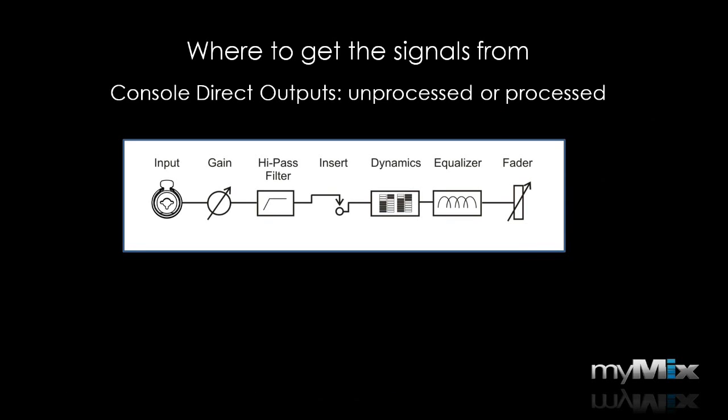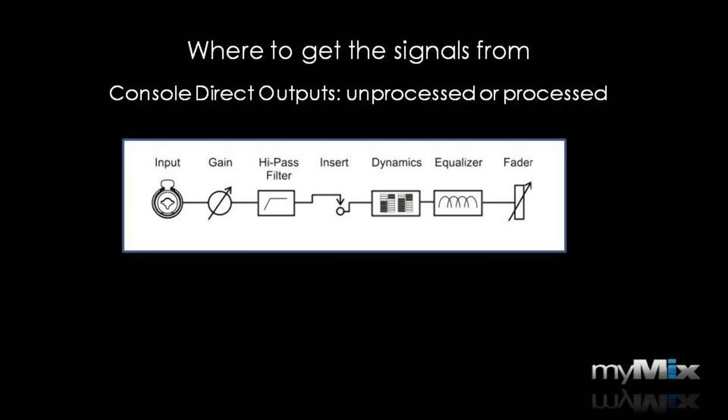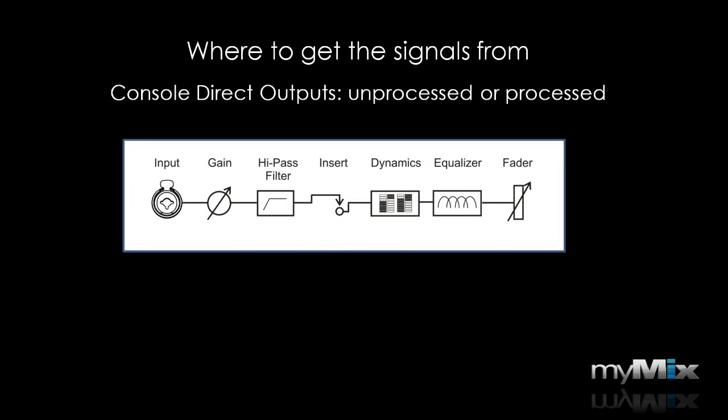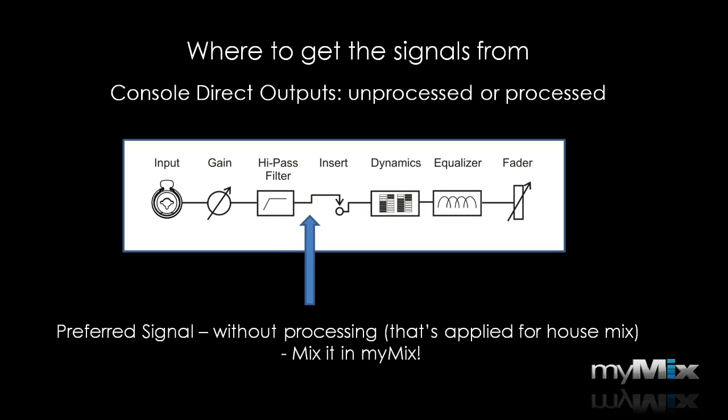A quick note here on the signals coming from the mixing consoles. Console direct outputs can be processed or unprocessed. Depending on the console that you're using, you might have more or fewer options. In some cases, you do have the option to pick the signal where you want in your signal flow diagram. The preferred signal to feed for a personal monitor mix is always without processing, because the processing you apply on the console is applied for the main mix.